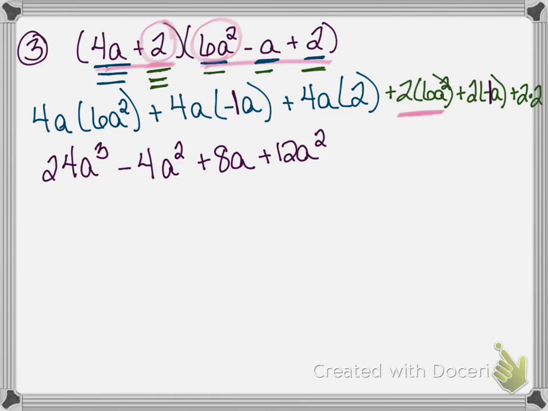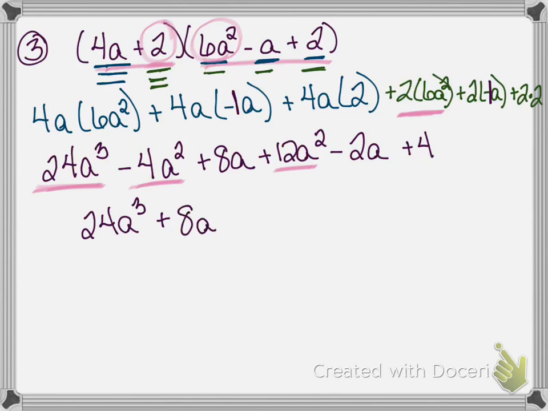Don't hesitate to put that negative 1 right there. So I've got minus 2a. Then I have 2 times 2, which is 4. And now what we're going to do is combine like terms. I don't have anything else raised to the third power, so my 24a to the third just stays as 24a to the third. Then I have negative 4a squared and 12a squared. When I combine those, I get 8a squared.